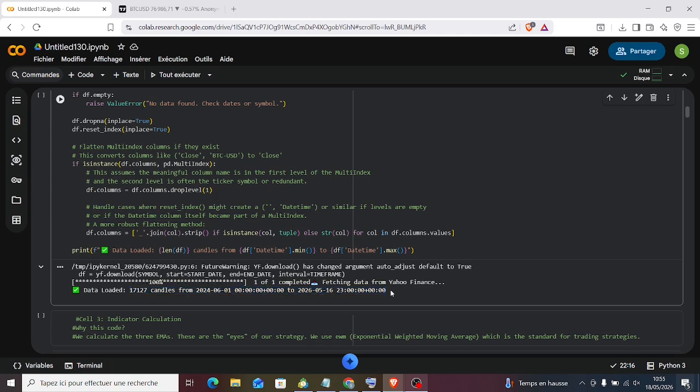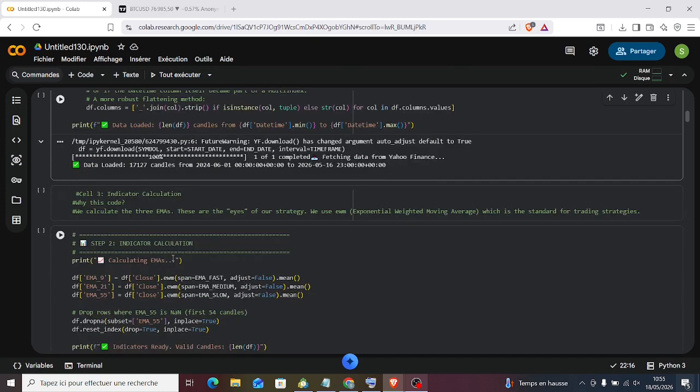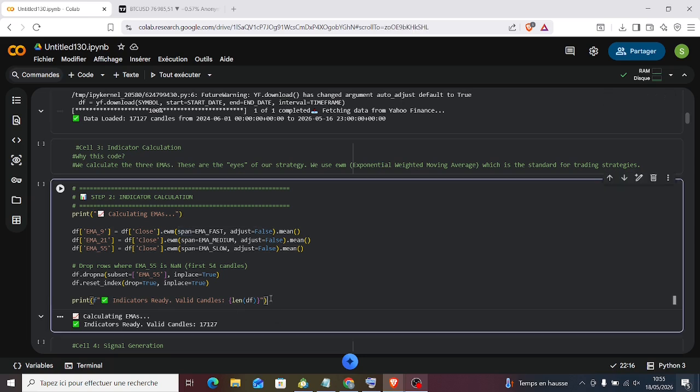Next, we calculate our indicators. EMA 9, EMA 21, and EMA 55, and of course we drop the first rows where EMA 55 is still undefined.